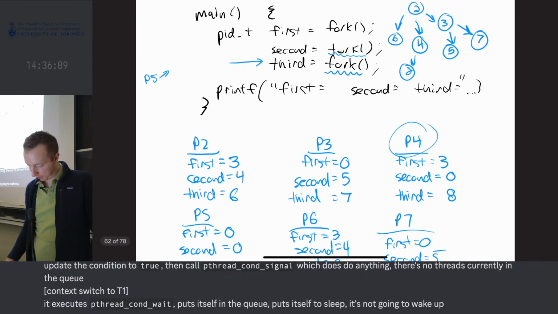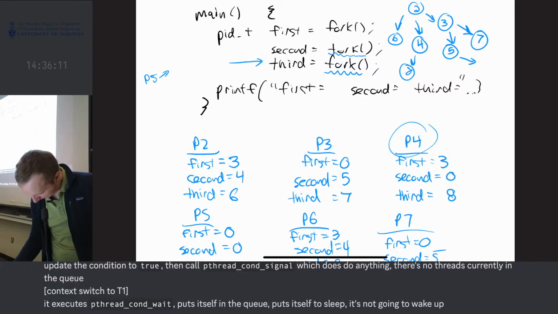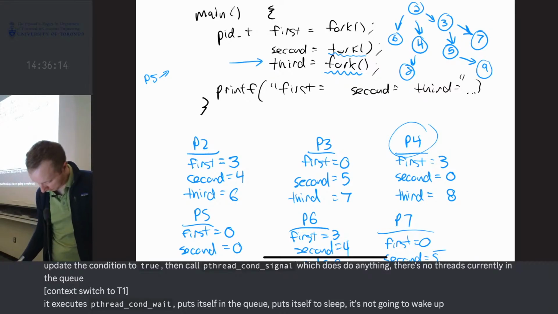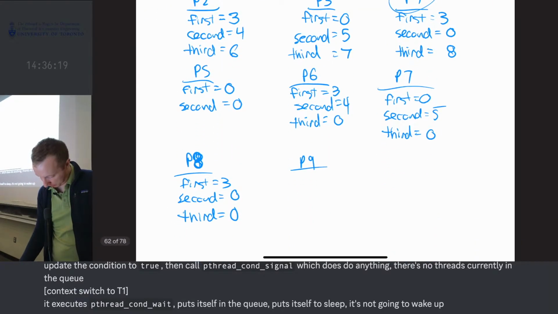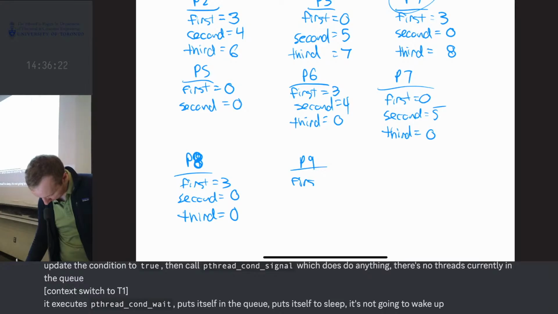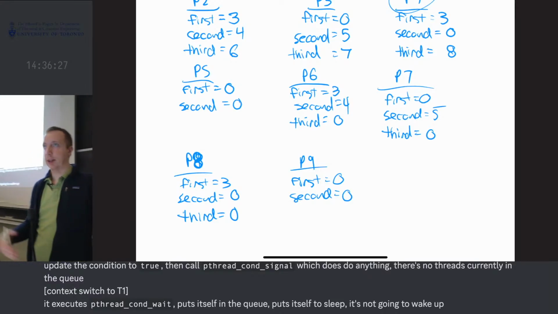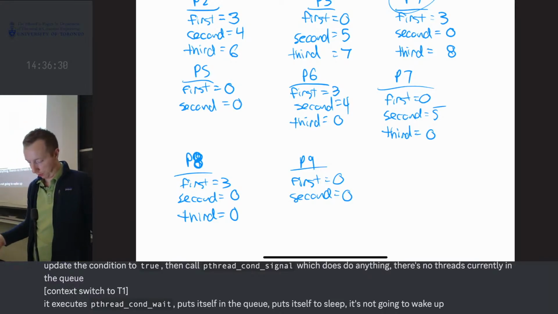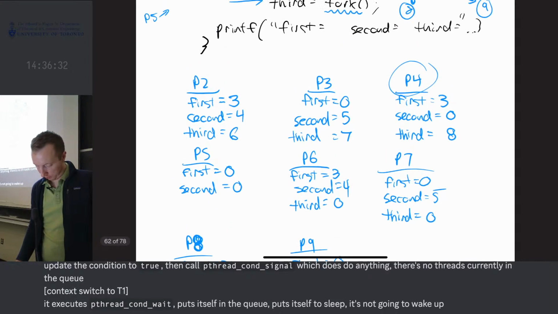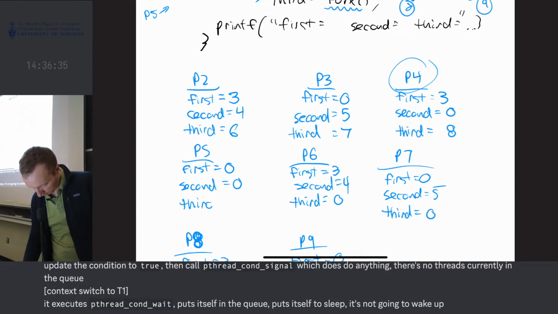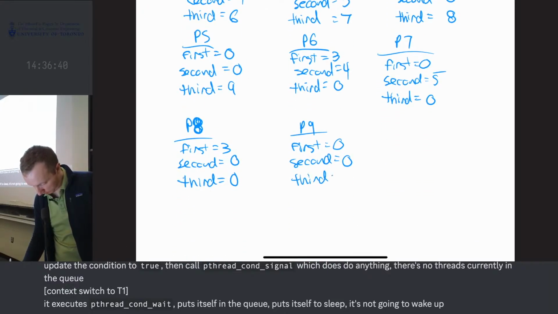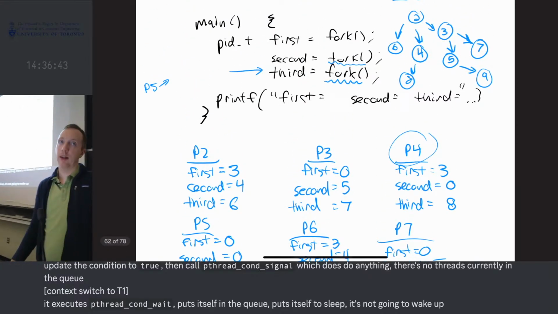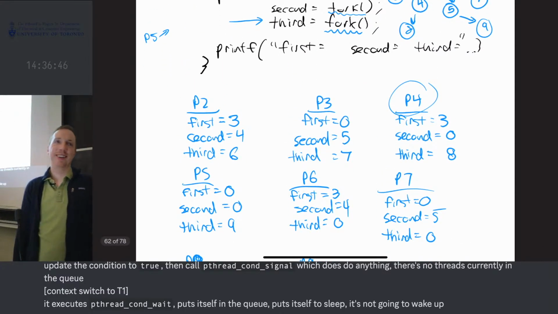Now we just have process 5. It would create a new process, likely called process 9. And in process 9, it would be a copy of process 5. So first equals 0, second equals 0, and then again, it's just whatever gets returned from fork. In process 5, third will be equal to 9, and then in process 9, third is going to equal 0. And mercifully, we are done.